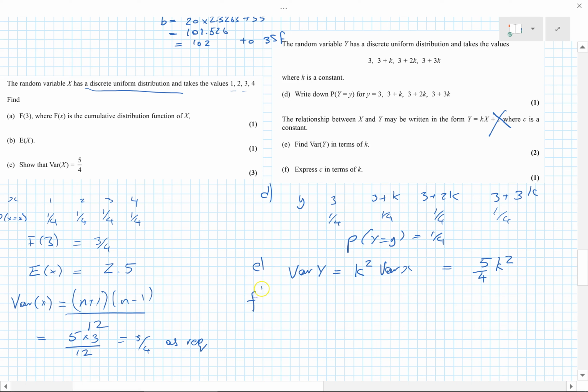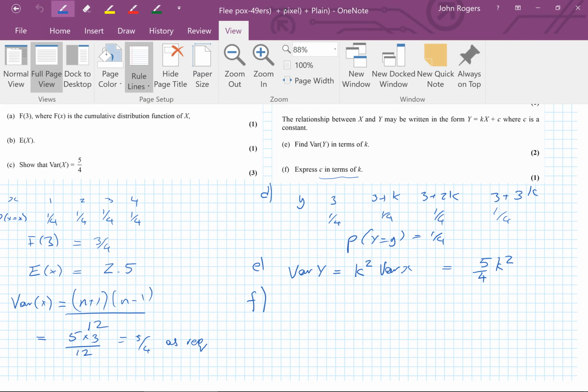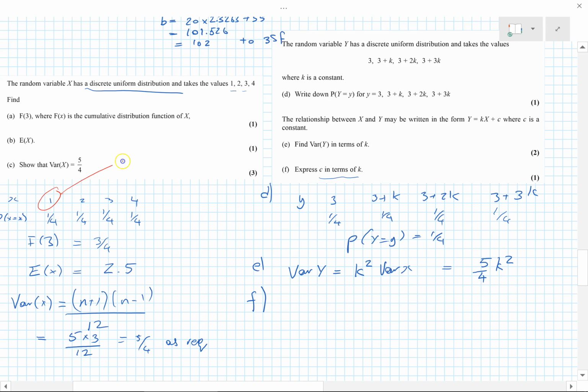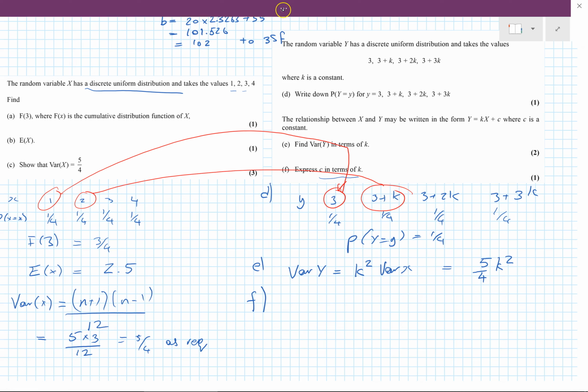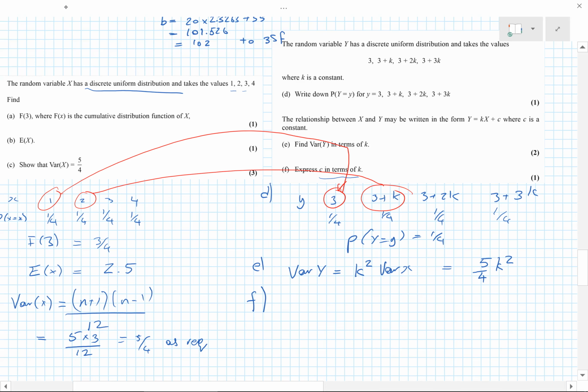Now F, it says it's only 1 mark, so you wonder what they're looking for here. They say express c in terms of k. Well, we now know that in order for this to work, all of these have got to be a transformation. So this number corresponds to this number, and this number here corresponds to this, and so on. So I could use any of these as my transformation.